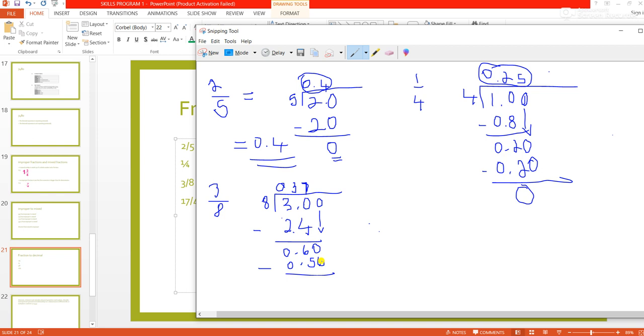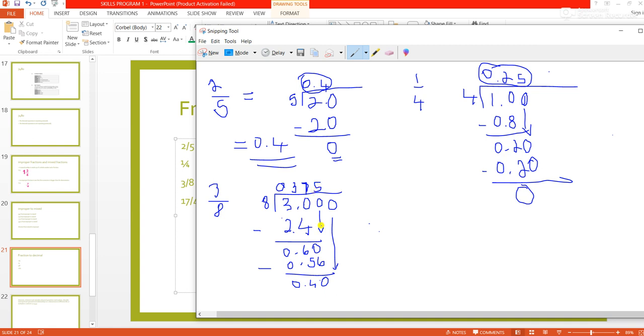When you minus, 60 minus 56, it will give you 4. So it's going to be 0.4. We include another 0. We bring it down. So it's 40. So how many times does 8 get into 40? I think it's 5 times. Yeah, 5 times.